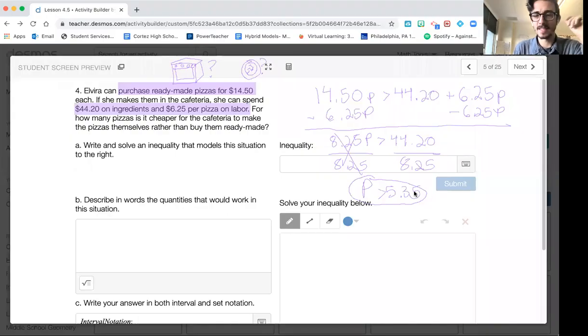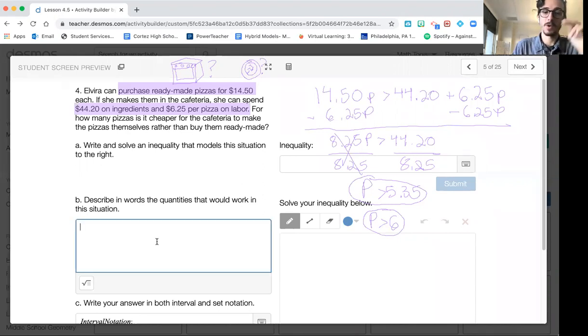So what's this saying? This is saying that if the number of pizzas made exceeds 5.35, so pretty much if we're making more than 6 pizzas, it's going to be cheaper in the cafeteria. So let's make a note of that. If we're making more than 6 pizzas, it's cheaper to make them in the cafeteria.